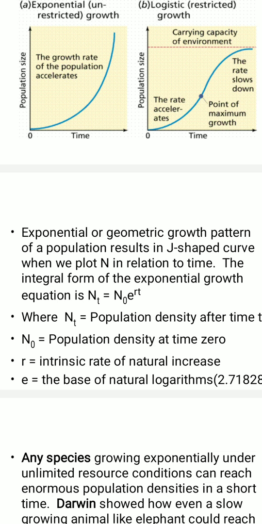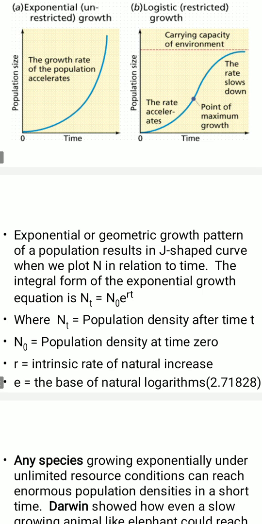The integral form of the equation for the exponential growth is Nt equals N naught e to the power rt, where Nt refers to population density after a given time t. N naught refers to population density at time 0, that is initially what we observe. Small r represents the intrinsic rate of natural increase, and e refers to, as you all know, mathematics students, the base of the natural logarithm, and the value of it is 2.71828.